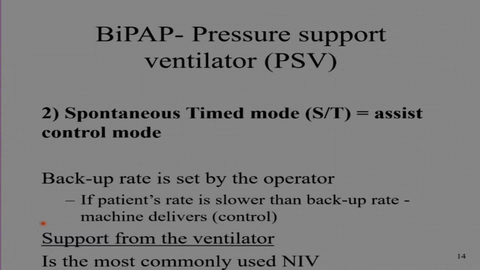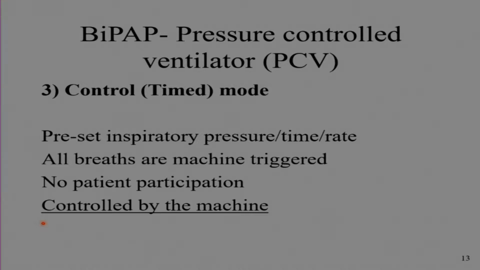And this is the machine we normally use all over the country, here and also in the UK. It's the support from the ventilator that is commonly used. And the last one is where there's nothing there. The patient does not do anything. It's the timed mode. It's a full control by the machine. It's a preset inspiratory pressure. It's a full support. All the breaths are machine triggered, and there's no participation by the patient.